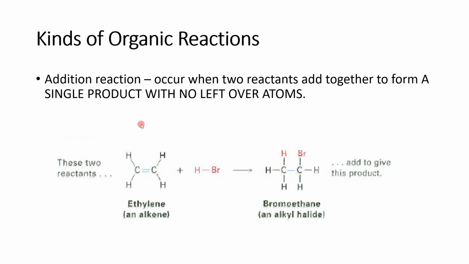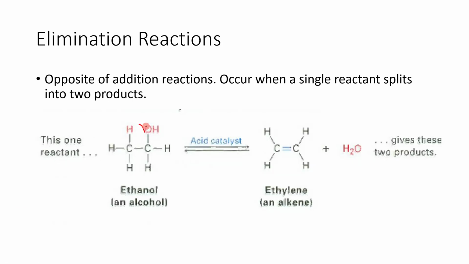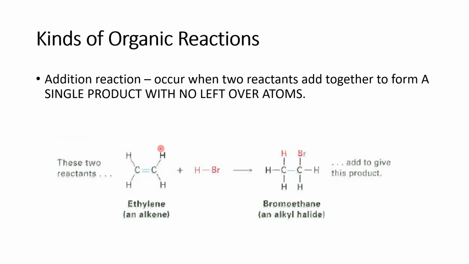Okay, so you have reactant A plus reactant B, you have a product C. Now, please take note, class, that when an addition reaction forms, there is no leftover atoms, meaning when A and B combine, it only forms one product. There is no second product.